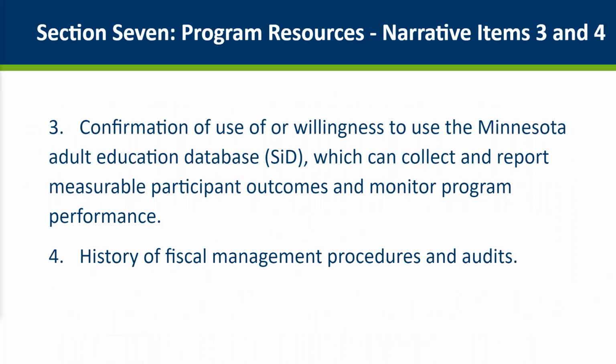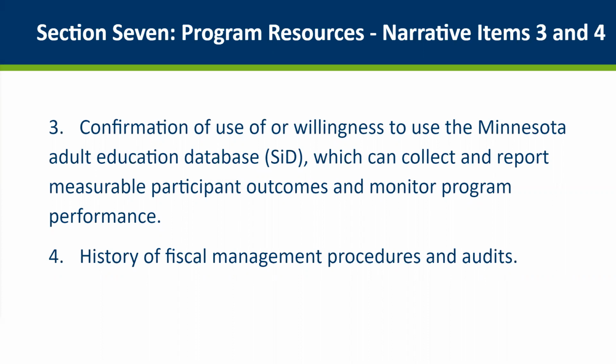On the next slide, we have items 3 and 4 from this section, which are pretty straightforward, but I'll give you a second to look at those. So these items, 3 is about using SID, 4 is about having healthy fiscal management procedures. So those are pretty straightforward.